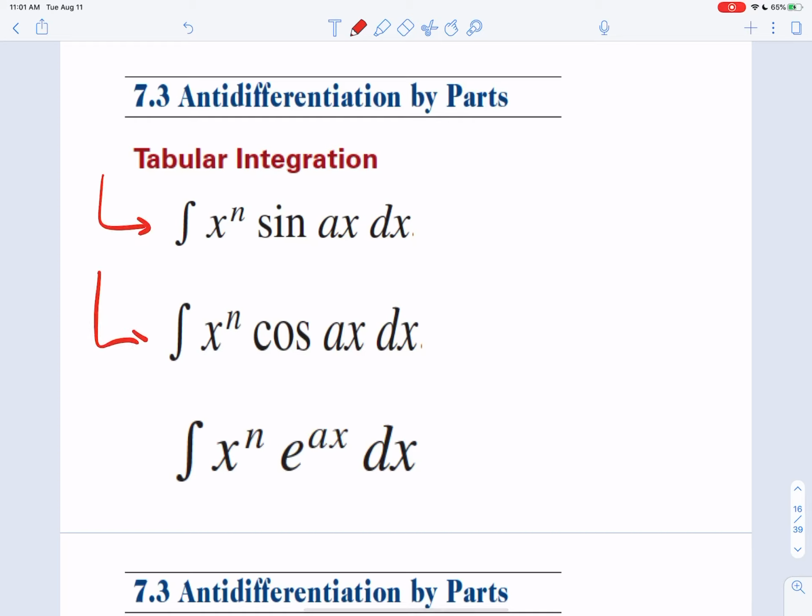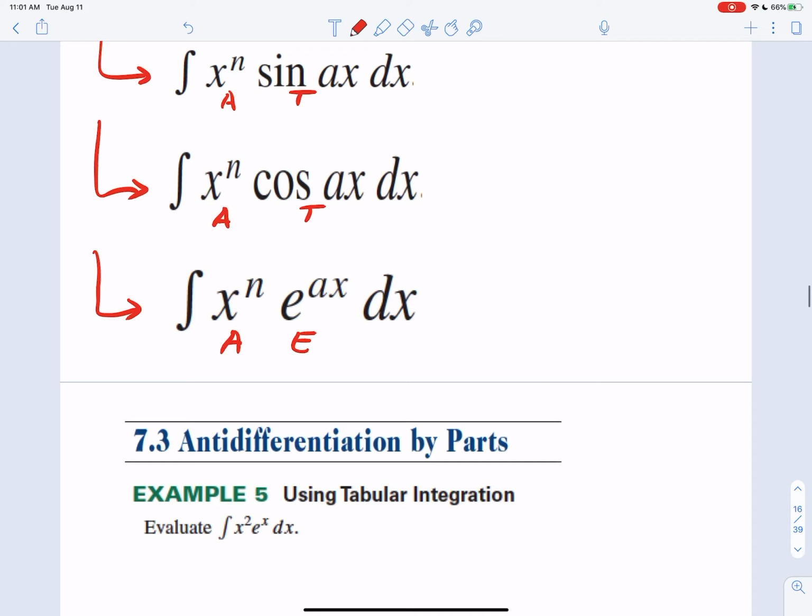So notice, you can only use tabular integration when you have the following: x to the n, which is something algebraic, and something trigonometric like sine and cosine. It wouldn't work with any other trig function. And something exponential. So if it's an algebraic and a trig, or an algebraic and an e, you could use tabular integration. It is faster, but again, it doesn't always work. So I'll leave it up to you if you want to use it. The AP exam will recognize it if you're using tabular integration, but use it at your discretion.